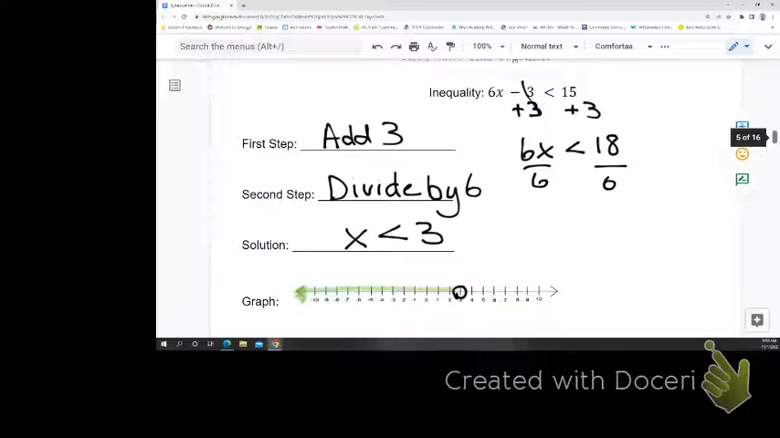If I am uncertain if I put my shading in the right place, if I choose one of these numbers, let's say I choose -5, and I do 6 times -5 minus 3, that answer should be less than 15. Well, that would be -30 minus 3, which is -33. Is -33 less than 15? Yes. If I shaded in the wrong direction, that would not be true. Okay, so if I'm comparing two numbers, it should be pointing at the smaller number and open to the larger number.